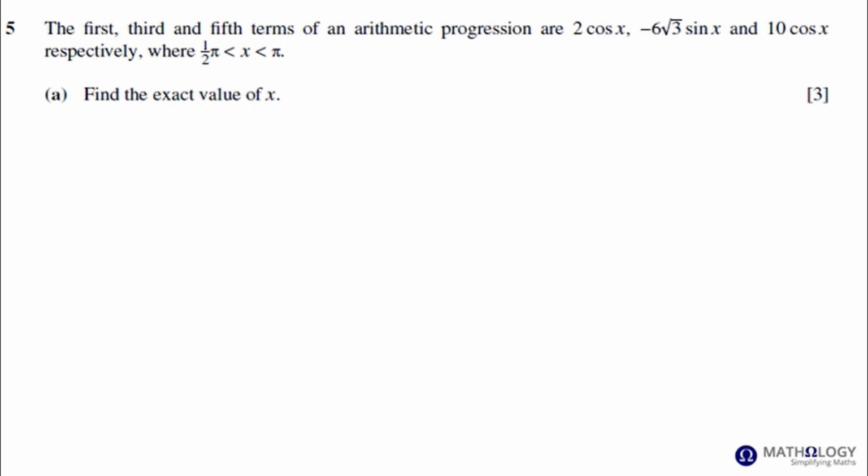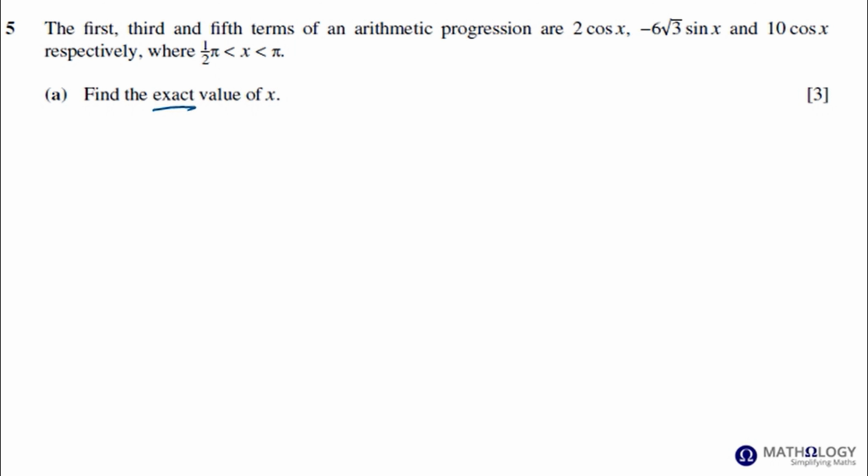Question 5. The first, third, and fifth terms of an arithmetic progression are 2 cos x, minus 6 root 3 sin x, and 10 cos x, respectively, where x is an angle between pi by 2 and pi. We're required to find the exact value of x. Okay, the exact value, meaning we are not working with decimals, right? We're working in terms of surds or pi.